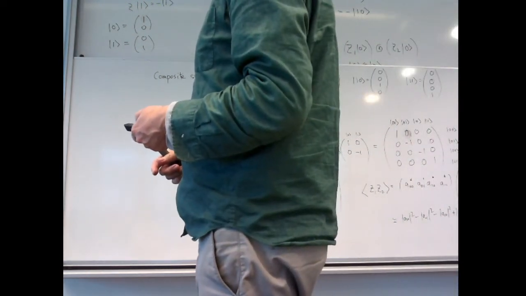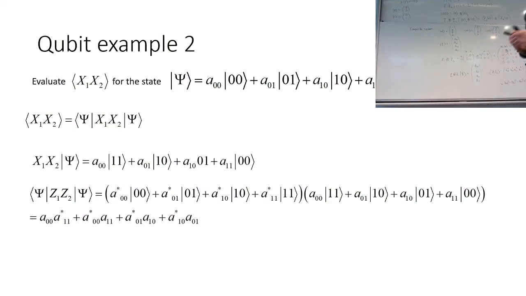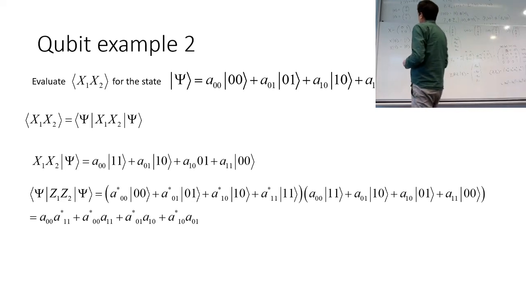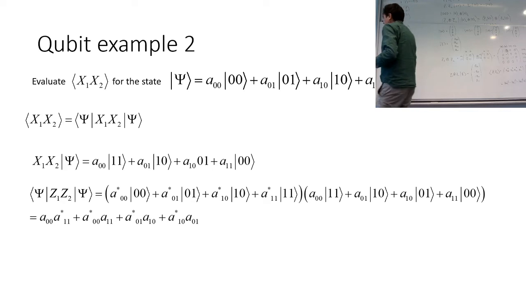Okay. So that's one example. Here's another example, but with X. So remember our Pauli matrix X was this guy, and so basically what X does is flip the spin. Right. So if we want to calculate the expectation value of X1, X2, then let's go through the same thing. We apply X1, X2 to the original state.